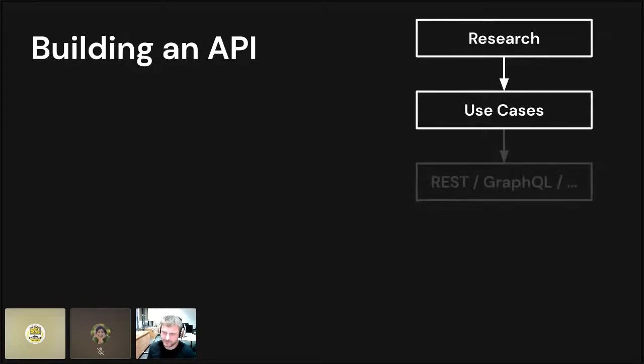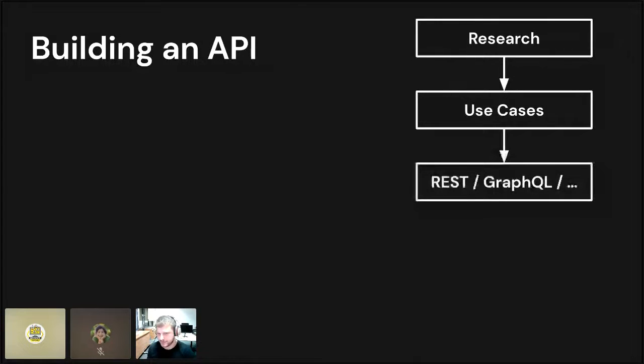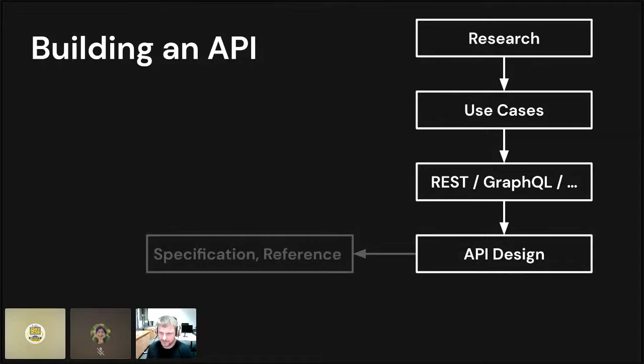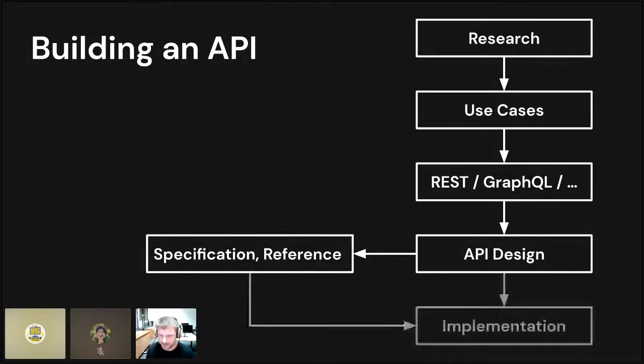Technological decisions should come after that, like what sort of API makes sense for these use cases. Should I build a typical REST API, or maybe use GraphQL, or maybe even use SOAP because my users are familiar with that? Then the choice of technology also informs how you will design your API. And if you follow the design-first approach, you will create a specification, for example, an OpenAPI document first, which will help you test your implementation.